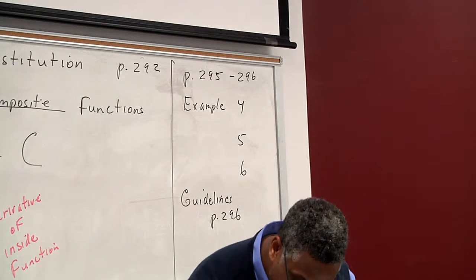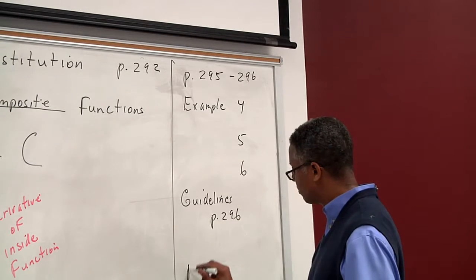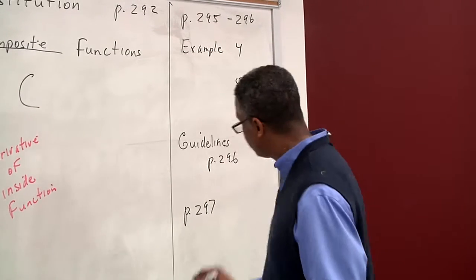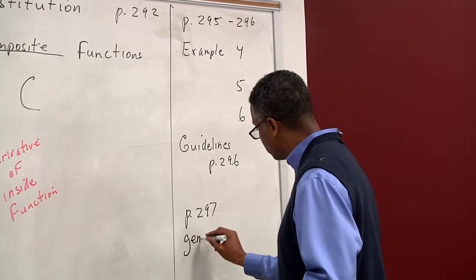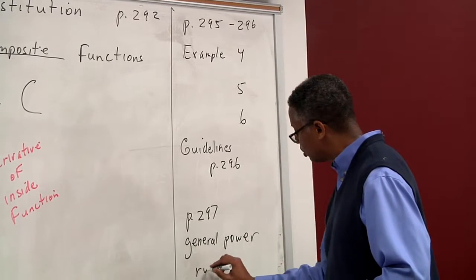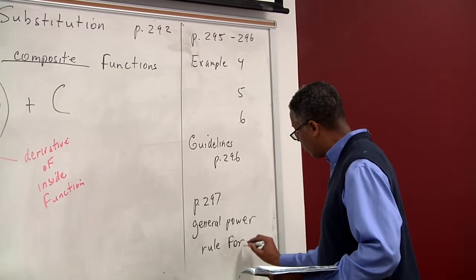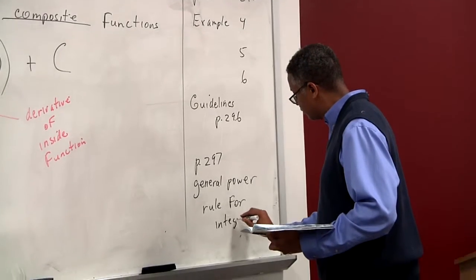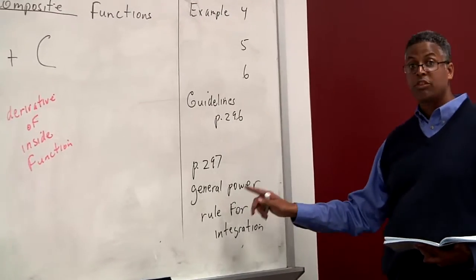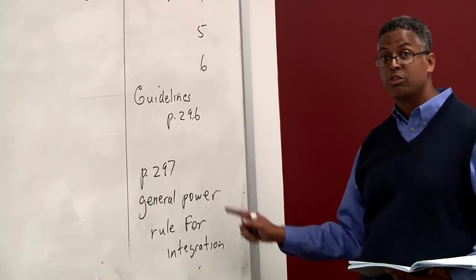And on page 297, I want you to write down the general power rule for integration. So that's on page 297 in your book. I want you to write down the general power rule for integration. It's on page 297 in your book.